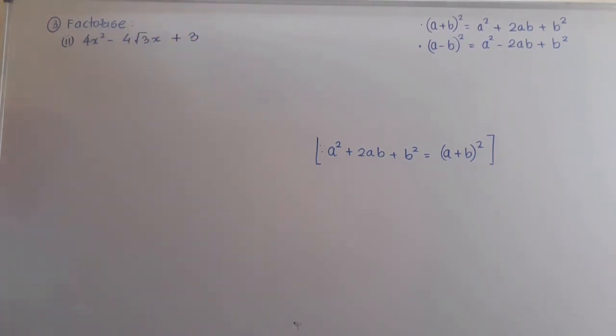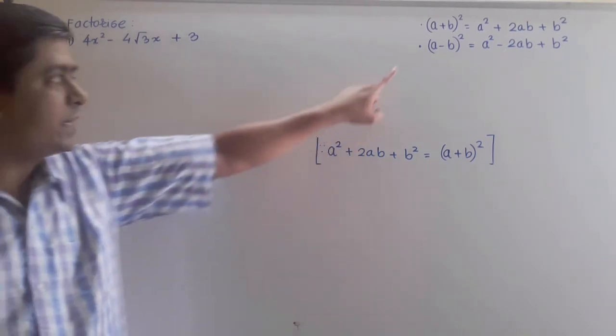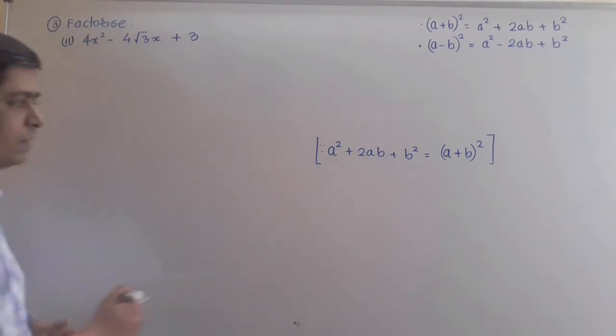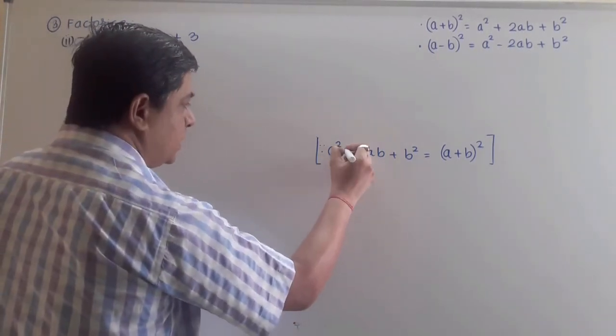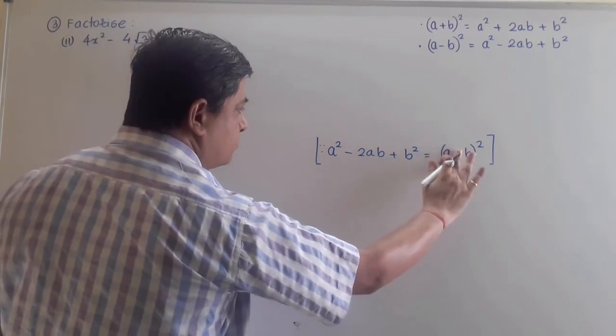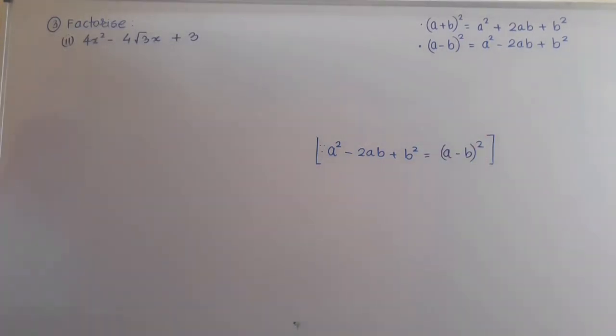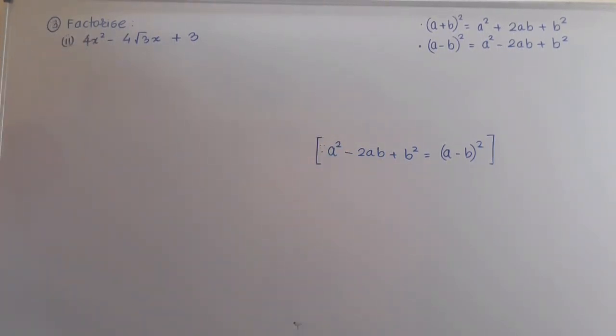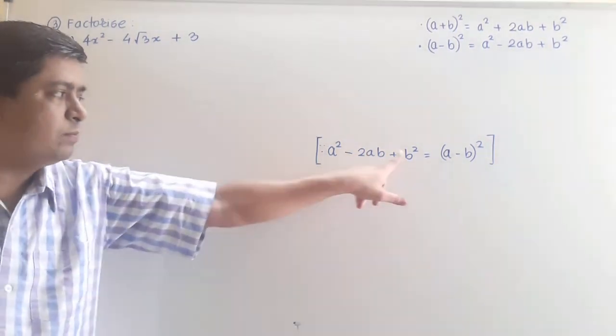Okay, let us see how this question can be done. First of all, you observe the middle term is having the minus sign. So the formula to be selected here is the second one, and the first one we cannot use. Okay, so here is the formula I have written, this formula I will change: a square minus 2ab plus b square will be equal to (a minus b) the whole square.